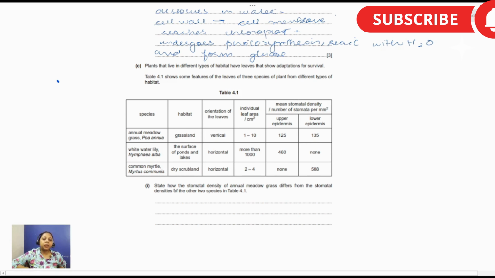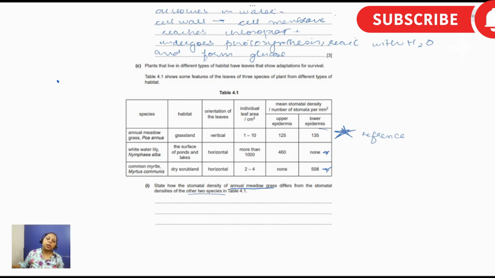Now the question is: state how the stomatal density of annual meadowgrass differs from the stomatal densities of the other two species. Now we have to compare it. This one is our reference, okay? And we need to compare it with water lily and myrtle plant. So first of all, let's compare it with water lily.